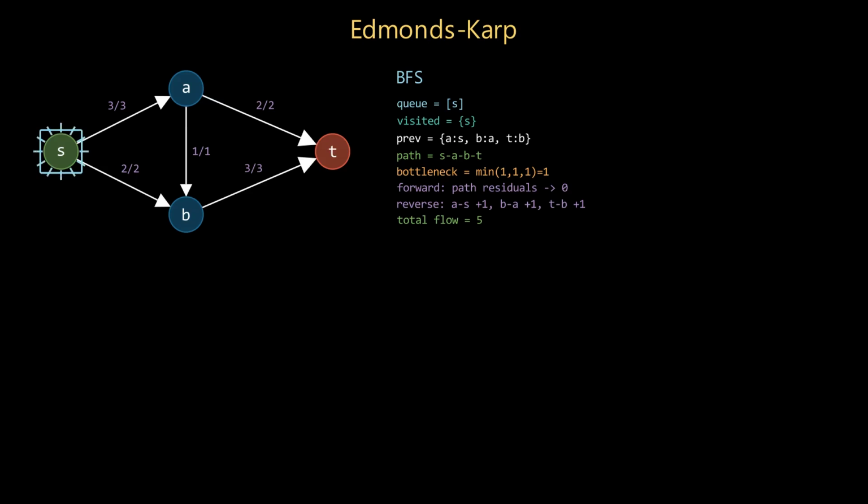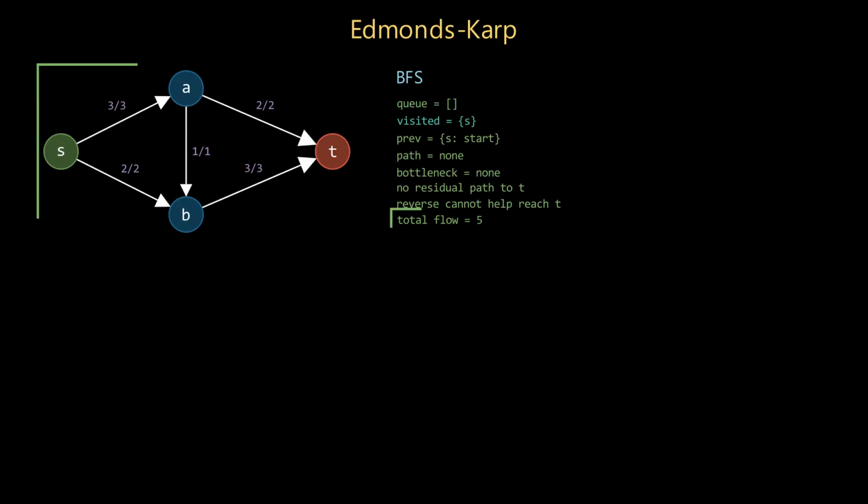Final BFS starts at S, but no outgoing edge has remaining capacity, so T cannot be reached. A final BFS cannot reach T through positive residual capacity, so Edmonds-Karp stops.